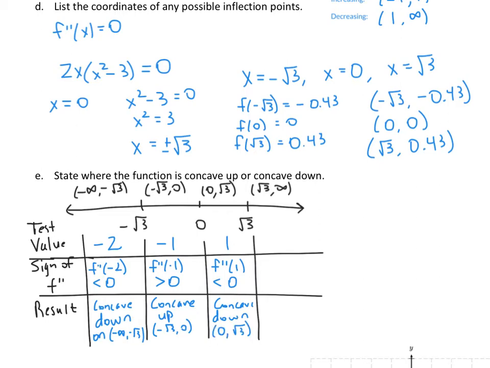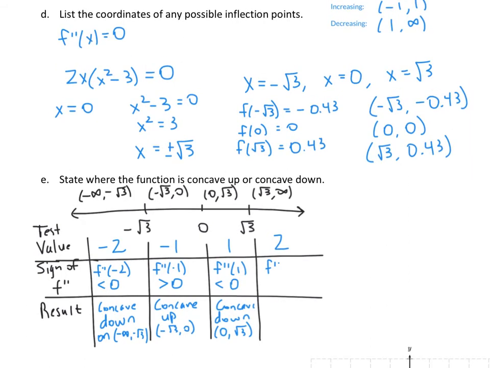And then the last interval, square root of 3 to infinity. Pick a test value out of there. We could pick 2, for example. If we plug 2 into our second derivative and simplify, what we get is that our second derivative is positive. You should get a positive value. So that tells us that we are concave up on this interval from square root of 3 to infinity.